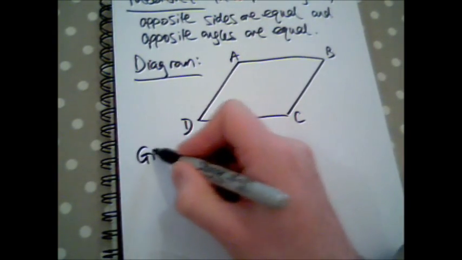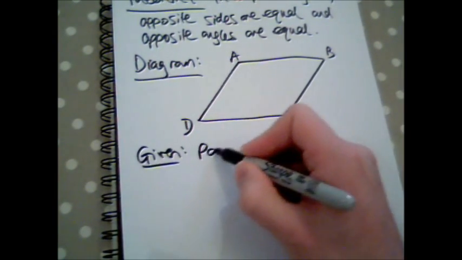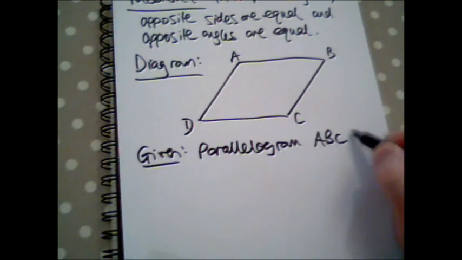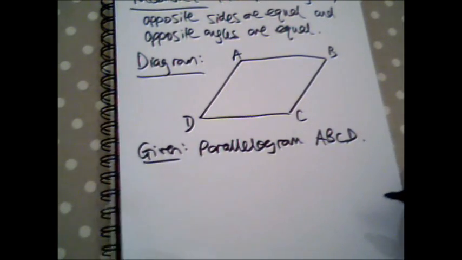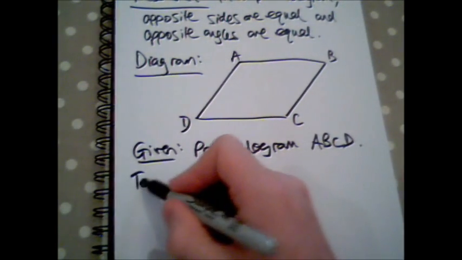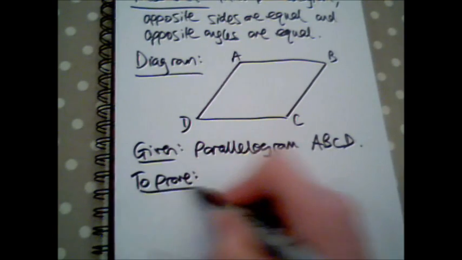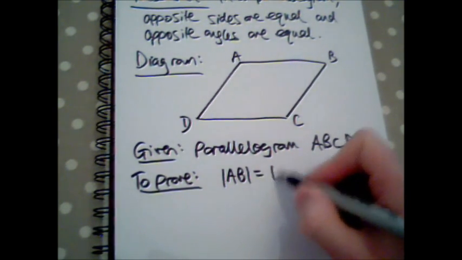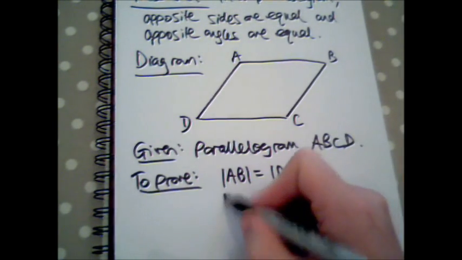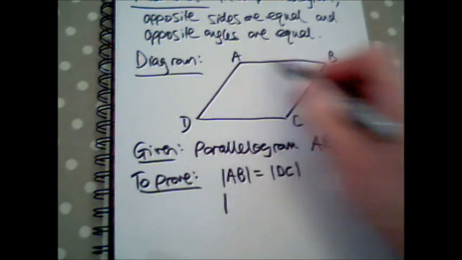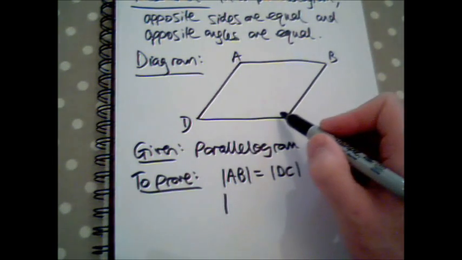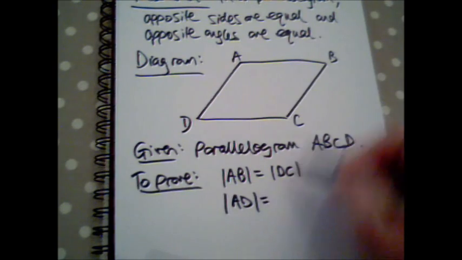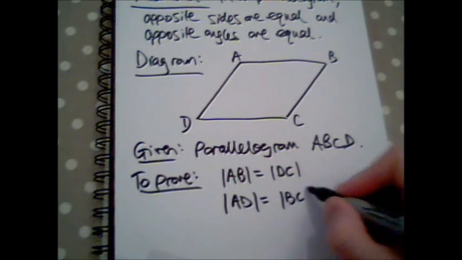What we're given, very simply, is a parallelogram A, B, C, D. And what we want to prove, we need to prove a couple of things. We need to prove that AB equals DC, so AB, this side, equals this side down here. We need to prove that AD, that side, equals BC, this side here.